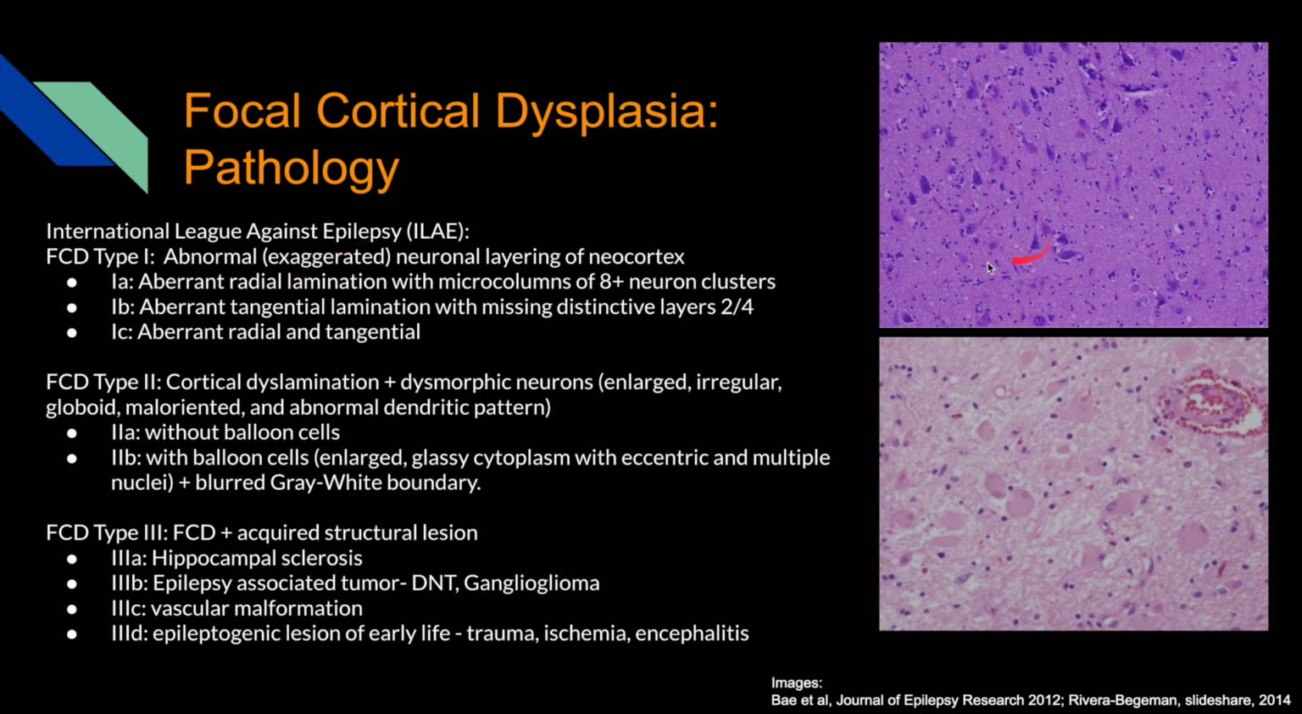Here are some H&E images, again highlighting these very odd and large neurons. These are known as dysmorphic neurons. They have a lot of Nissl substance in their cytoplasm, and again, they're large, they're maloriented, and when you see them, it's hard not to immediately bring this onto your differential.